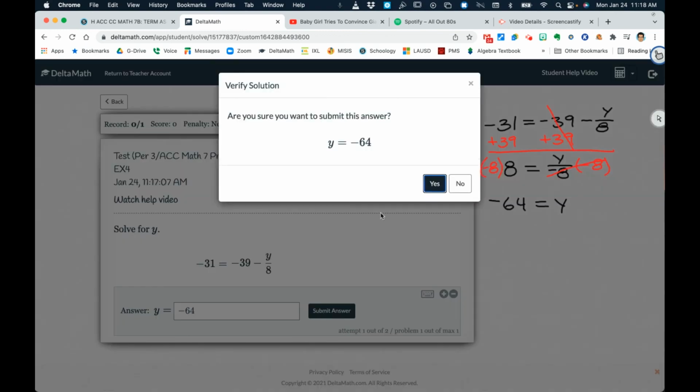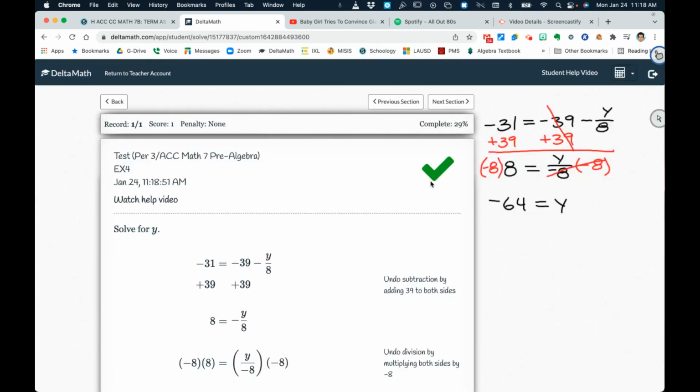Okay. So that is how we did those examples there. I hope that helped out, and good luck.